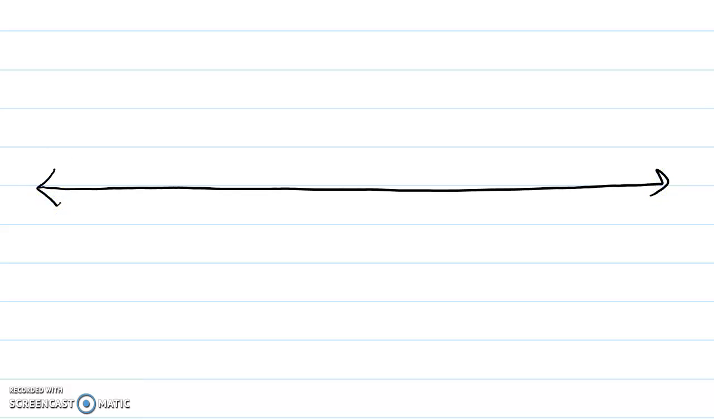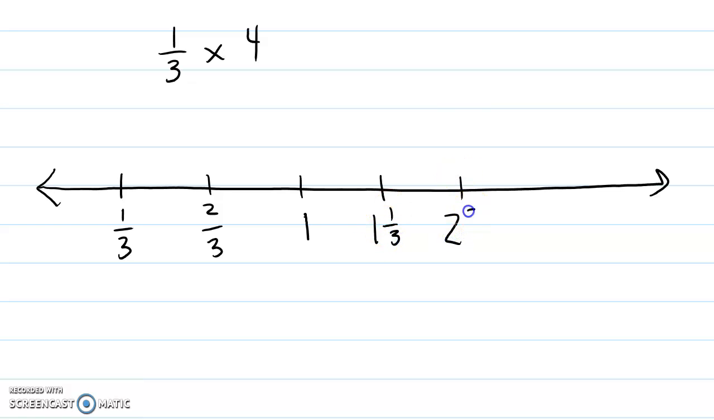Let's say I was going to do 1/3 times 4. That means my number line is going to be going by thirds. 3/3 would be 1. This would be 1 1/3. 1 2/3. 1 3/3 would be 2. So forth. We start at 0 and jump 4 times.